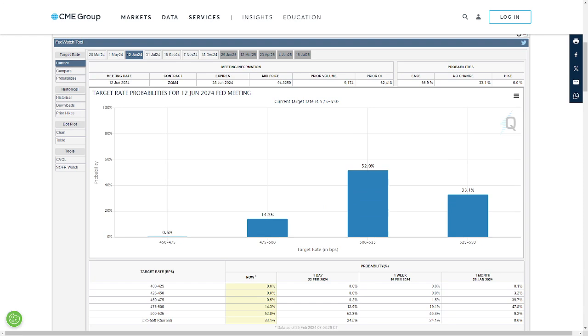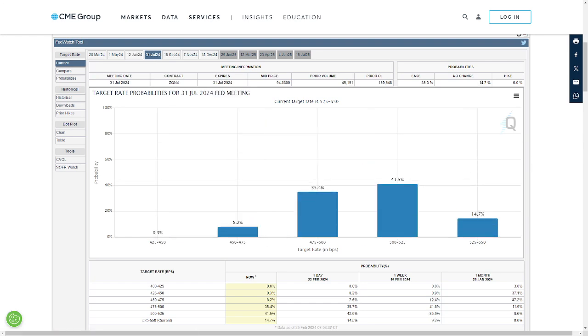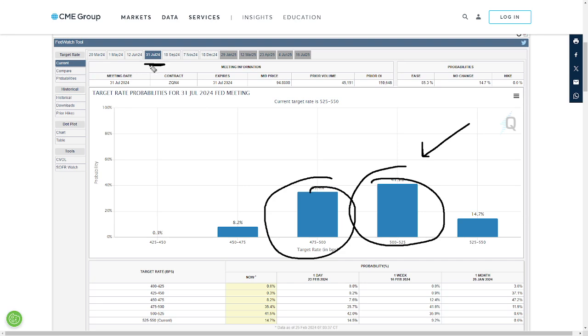You can see there is a 52% chance that we see our first rate cut in June. It's essentially 50-50 between that and July. So are we going to see rate cuts in July? Well, the expectation is pretty good that we'll see rate cuts by July.